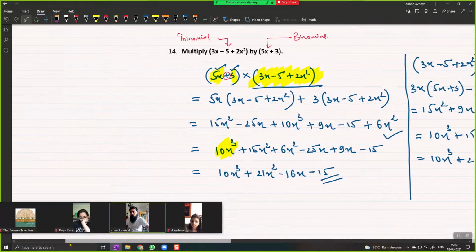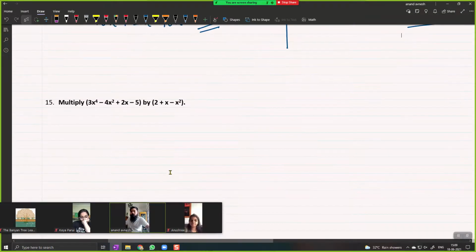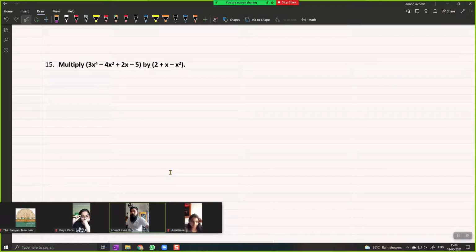Okay, let's go to the next question. Now you see how many terms are there in the first bracket. Number of terms are 4. Here the number of terms are 3. Multiply them. Chalo, try. You guys try. Send me the solution once you're done.